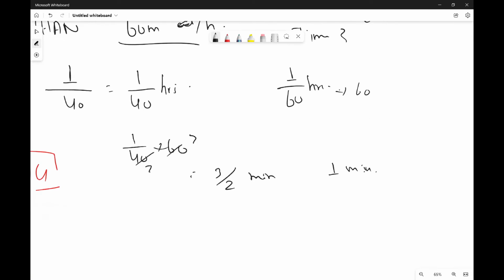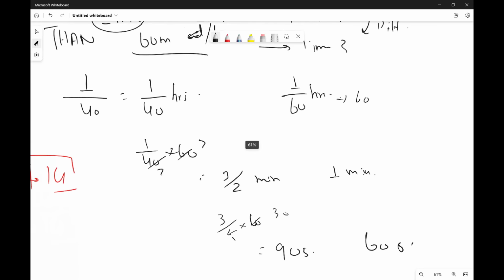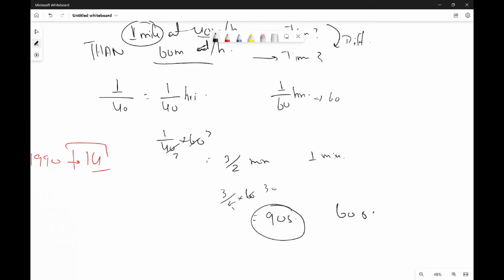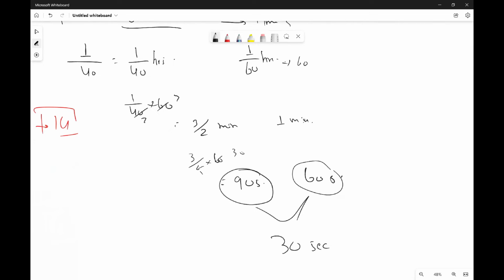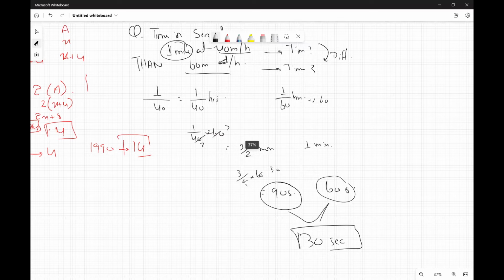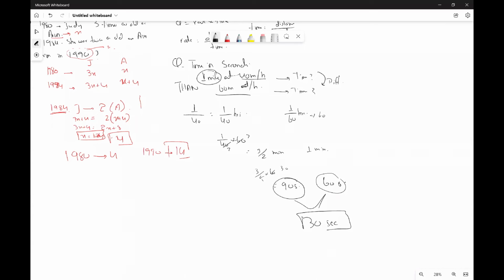3 by 2 minute और 1 minute. 3 by 2 minutes में क्या होता है? You convert it to seconds now. 1 minute is 60 seconds. 3 by 2 times 60, 2 1 2, 30, 90 seconds, or 1 minute में 60 seconds. If you drive at 40 miles per hour, you're going to take 90 seconds to complete the journey. If you drive at 60 miles per hour, you're going to take 60 seconds. Difference क्या आ गया? 30 seconds का. So if you drive at 40 miles per hour, you're going to take 30 seconds longer. ठीक है? This is an example of a distance related work.